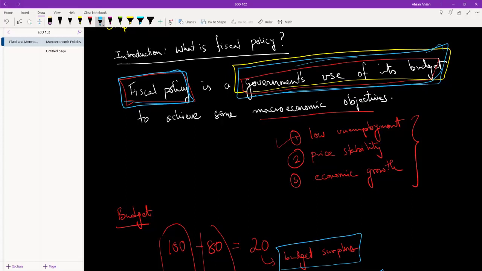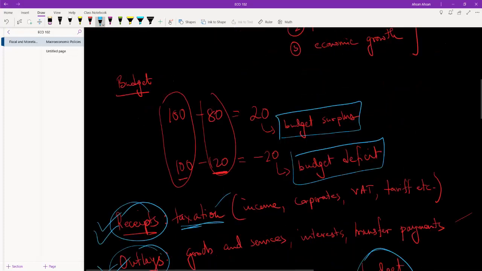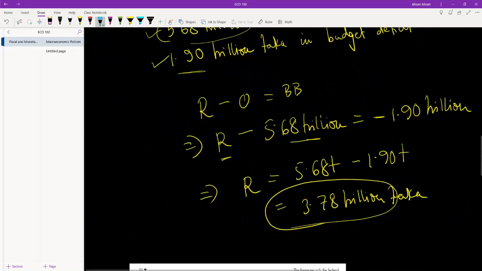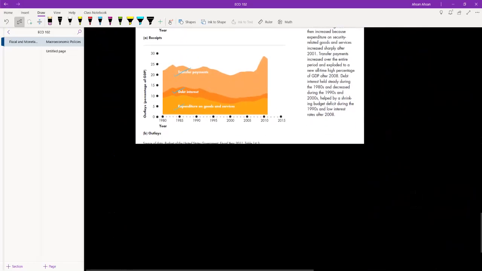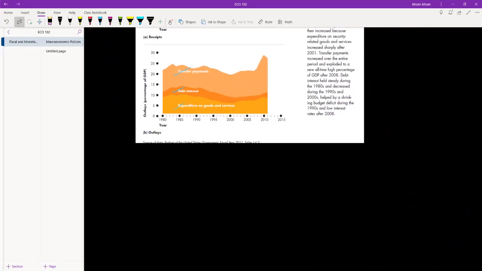We are going to be going through a bit more complex examples in the next video. But before you move on to the next video, at the end of this video, make sure that you understand what fiscal policy is properly. Okay, so I think that is it for introduction to fiscal policy. In the next video, we are going to go into a bit more complex examples and analyze the scenario a little bit more.